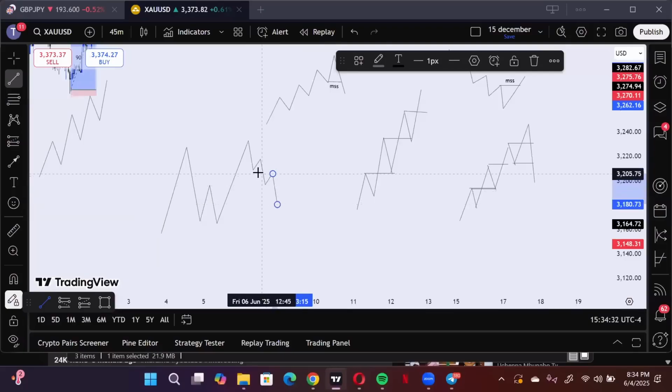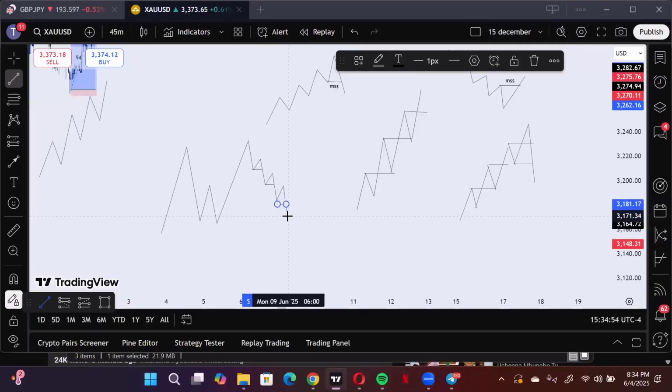lower lows. All these are single break of structures because it's just taking out one consecutive zone. It's taking out one consecutive zone. So when market takes out just one zone, that is what you call a single break of structure. So when this keeps happening, lower highs, lower lows, lower highs, lower lows. All these are single break of structures.